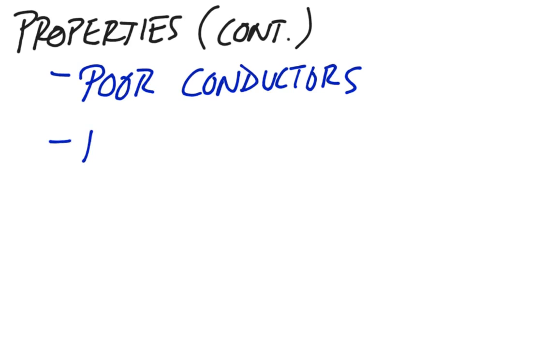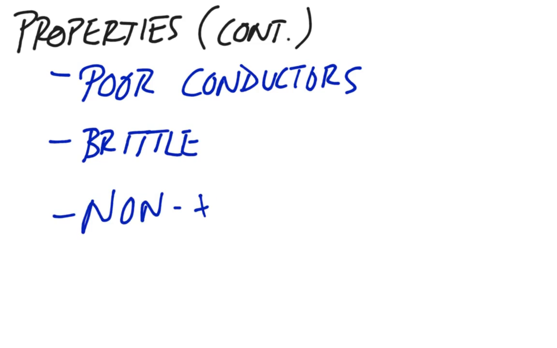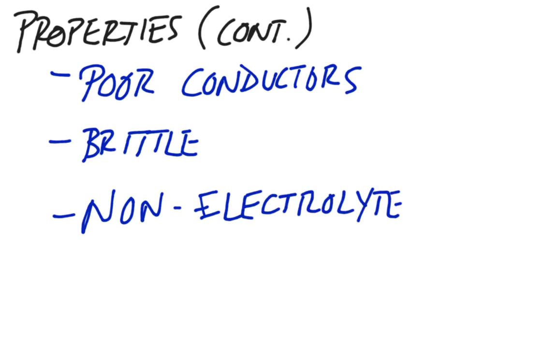Further on, covalent compounds tend to be brittle. They will fracture rather than condense. And the last thing, as I mentioned, they are not electrolytes, meaning when you place them into water, they don't conduct electricity any better than they did as a solid. This is a brief overview of covalent properties. You should think about comparing these to ionic and metallic.